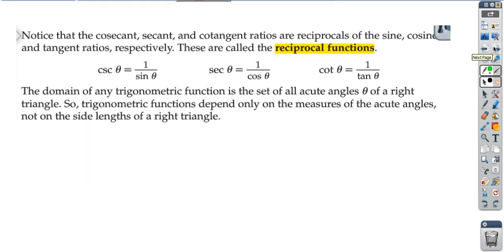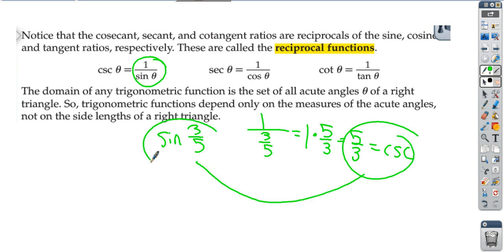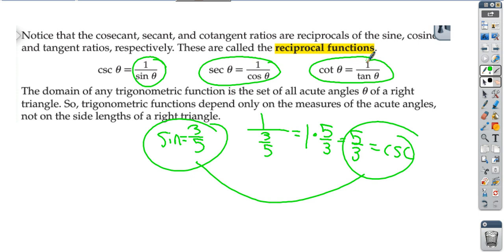All right, and we already said basically that the reciprocals of each of these. For example, if sine were equal to 3 over 5, the reciprocal of that, so 1 over 3 over 5, dividing by 3 over 5 is like multiplying by the reciprocal, which is 5 over 3. And that's equal to cosecant. So these are related by being reciprocals. The cosecant is just the flip of sine. The same is true for secant and cosine, and for cotangent and tangent.